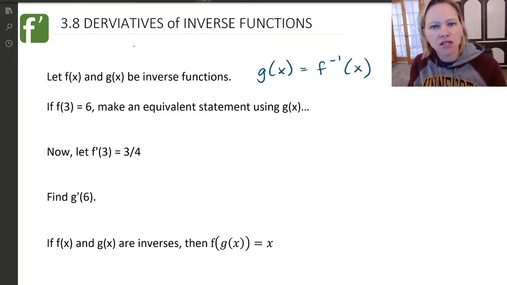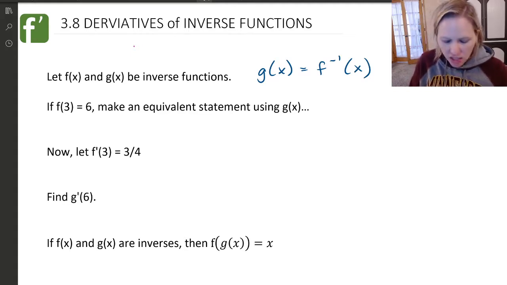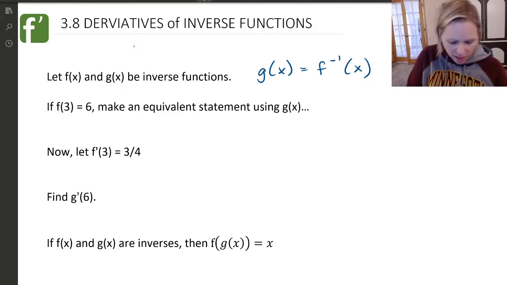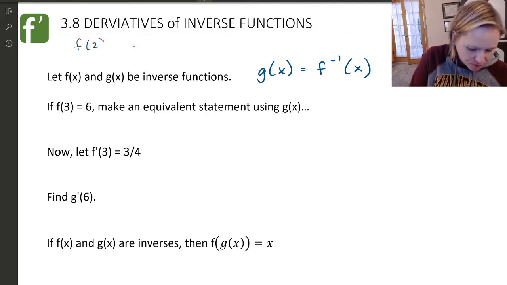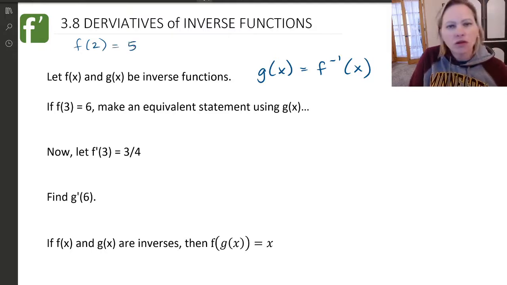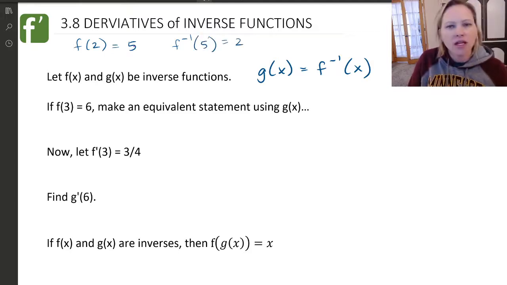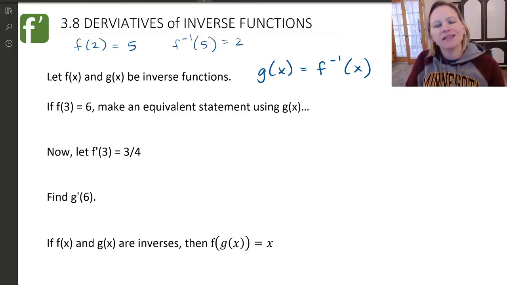And what we need to understand is that when you have a function that's an inverse, the definition of an inverse is that the domain and the range have been exchanged. So when I tell you that f of 2 equals 5, when we start dealing with the inverse function, f inverse of 5 would equal 2. So the output for the original function becomes the input for the inverse and vice versa.